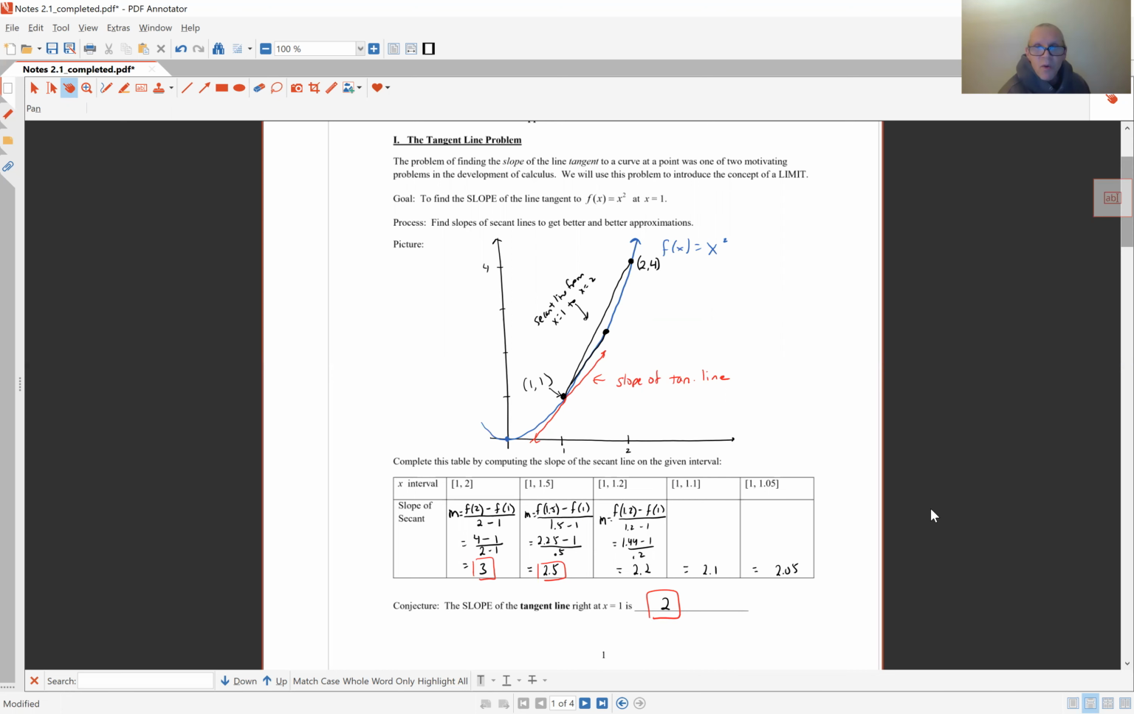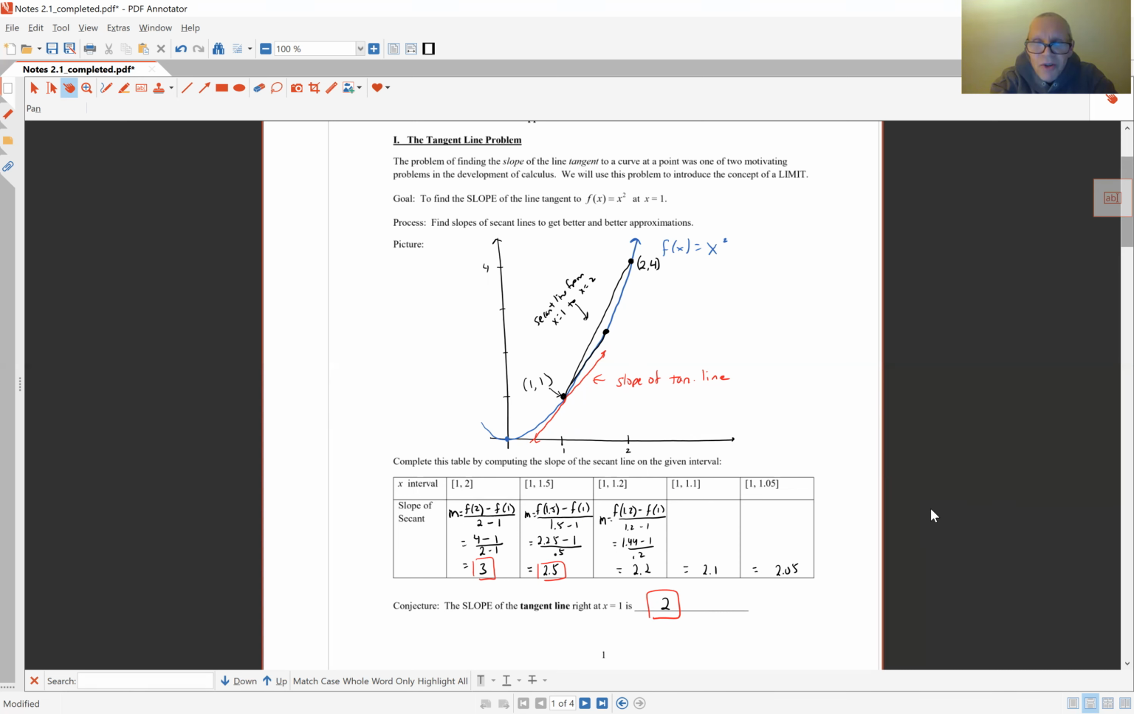Now let's say x is 1.2. We find the slope between (1, 1) and (1.2, f of 1.2), where f of 1.2 is 1.44. In that case, the slope is 2.2. Now let x equal 1.1, and draw a secant line from (1, 1) to (1.1, 1.1 squared). You get a slope of 2.1.